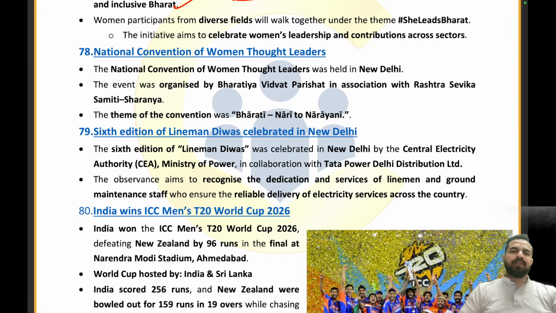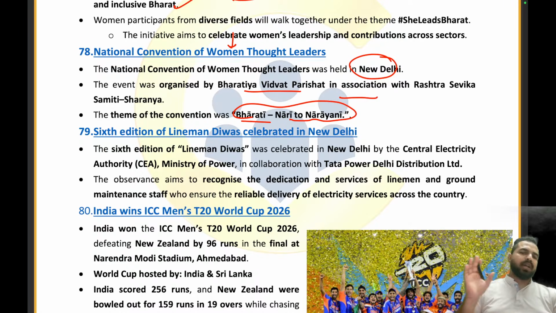The National Convention of Women Thought Leaders was held in New Delhi by the Bharatiya Vidvat Parishad in association with the Rashtriya Sevika Samiti Sharanya. The theme of the convention was Bharati Nari to Narayani.